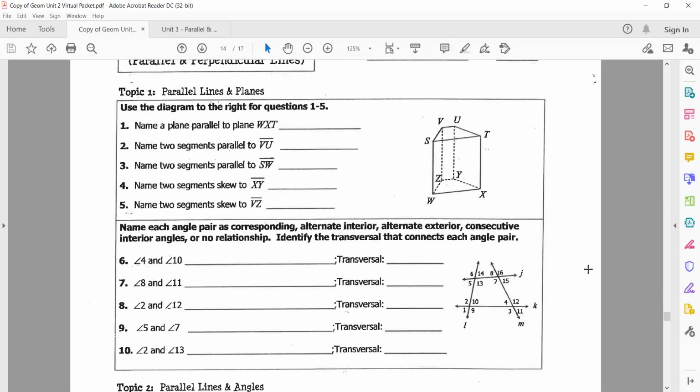Well, that doesn't work either, because they're on the same side of the transversal. They're not alternate. Alternate means you got one on one side and one on the other side of the transversal. So 2 and 12 have no relationship. And that's okay. We don't have to force something on this. Not all angles in a shape like this are going to have a relationship.